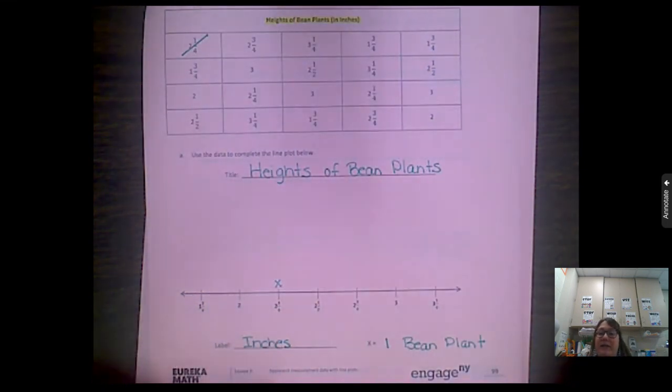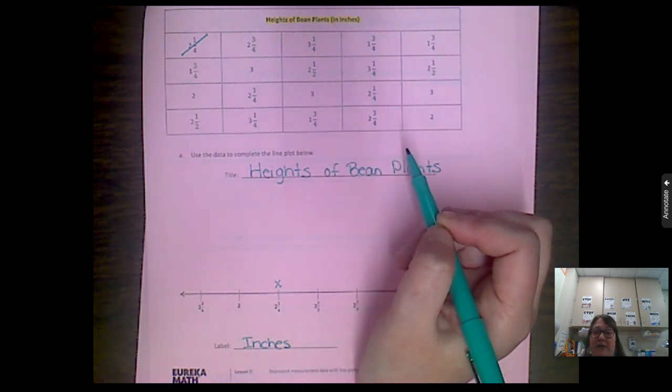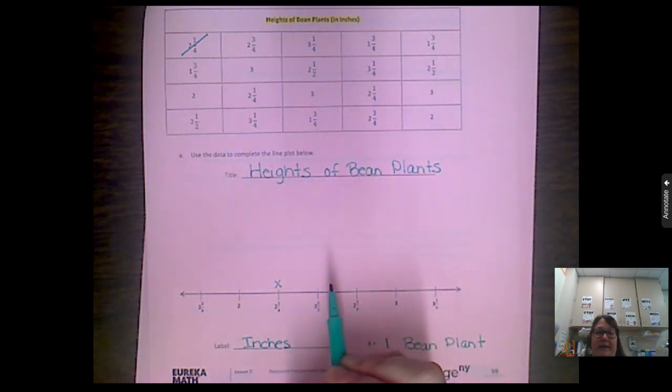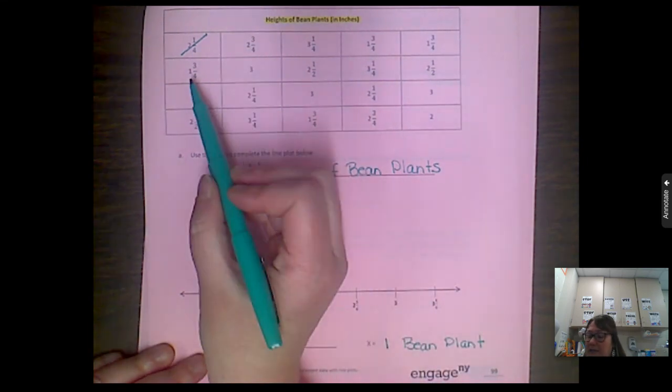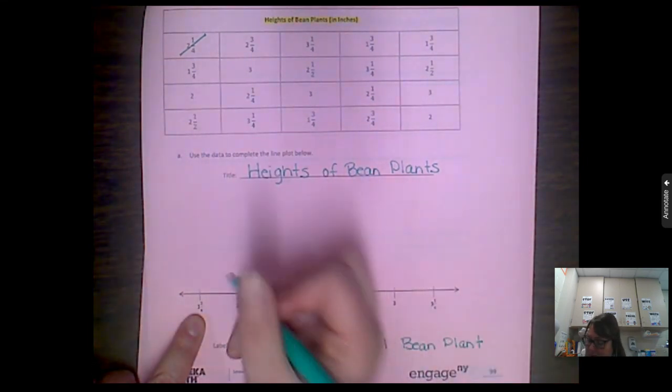Crossing it off is really important so we know that we have already plotted that point so we don't plot it twice, and also so we don't forget to plot something. When we have a lot of measurements here, we want to be careful that we get them all onto our line plot. Okay, so the next one is 1 3/4, and that's right here. So we're going to put an X.